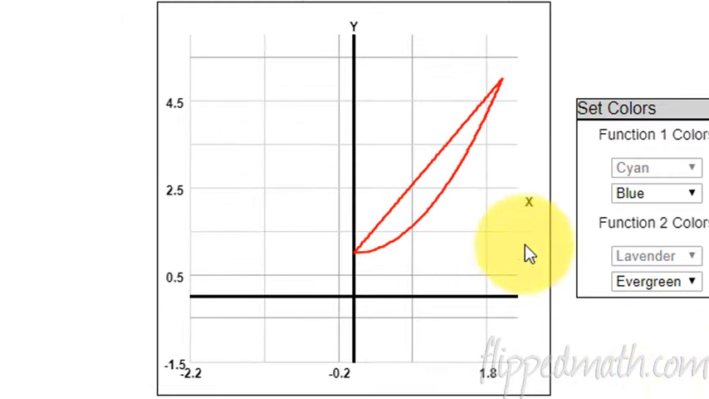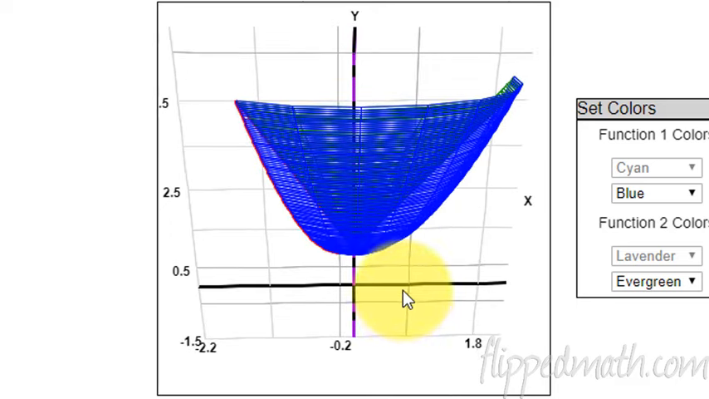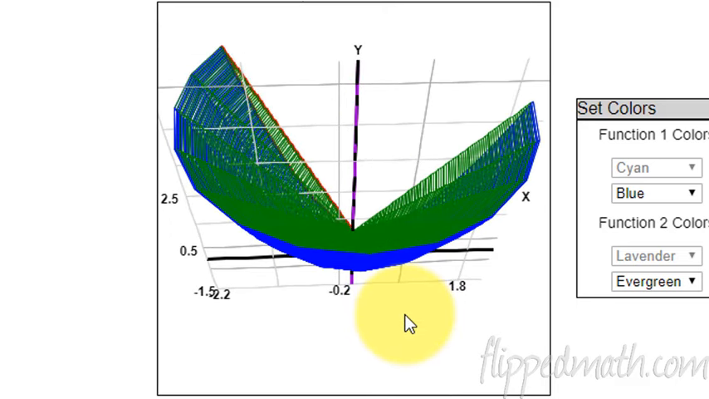Okay, here we have that graph. We're going to be revolving it around the y-axis. Let's see what this looks like. So it starts to spin, and let's come up here. Oh, look at that. This one really looks like a pretty good funnel.